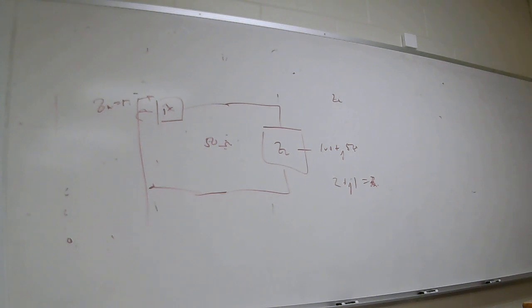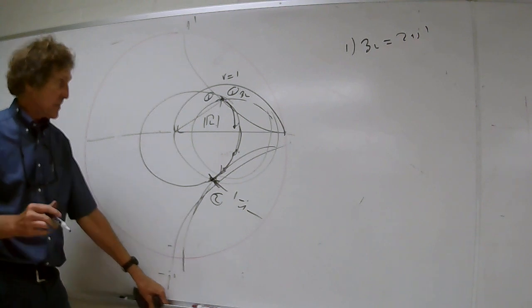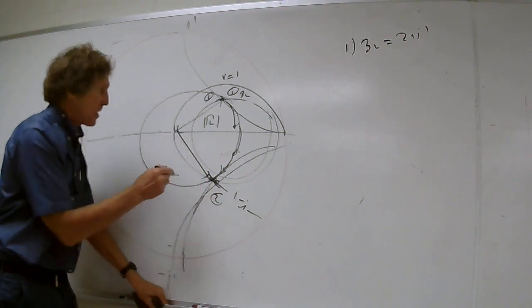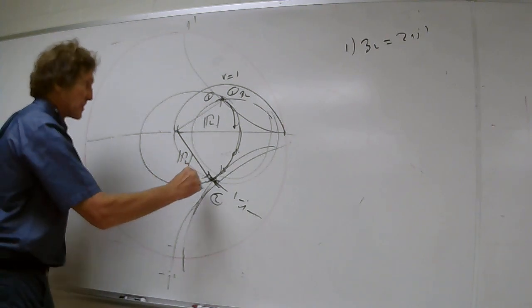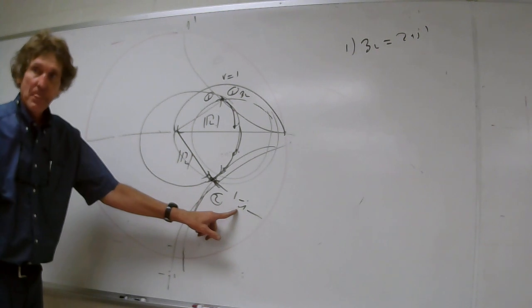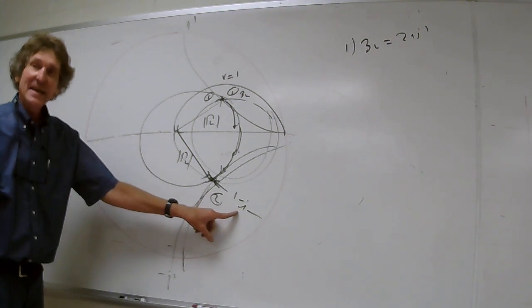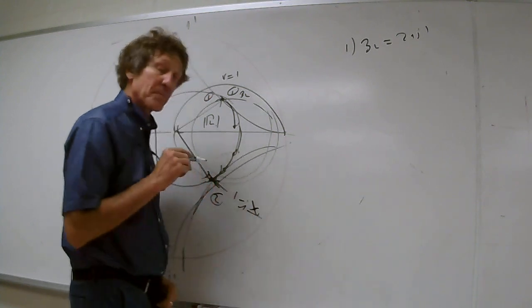And the way you do it, you chart where this trajectory intersects this trajectory. And remember, this is constant reflection coefficient, right? Y'all with me? This is a circle, really. I'm trying to show you. So now I have 1 minus j something, right? Well, what if I added a plus j something? Let's call it 1 plus jX.